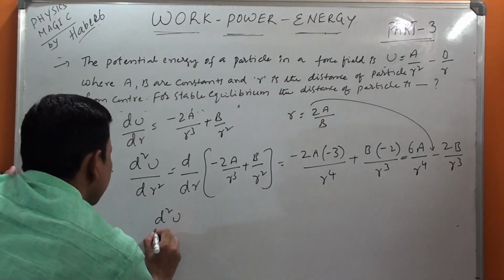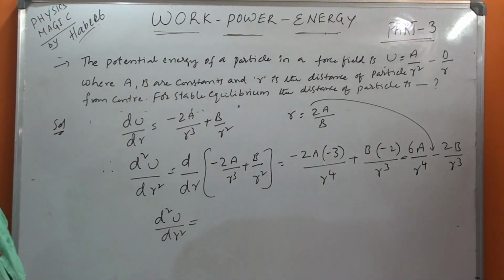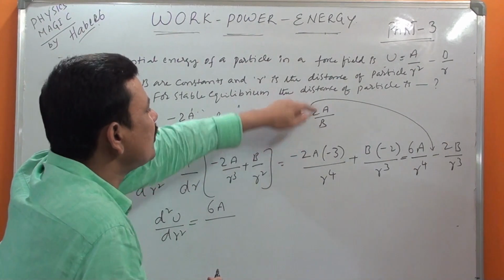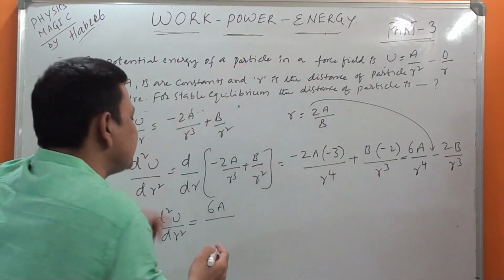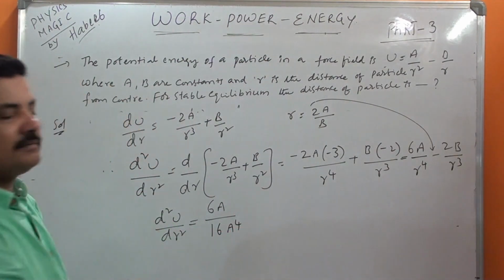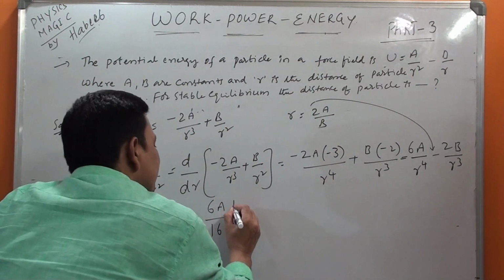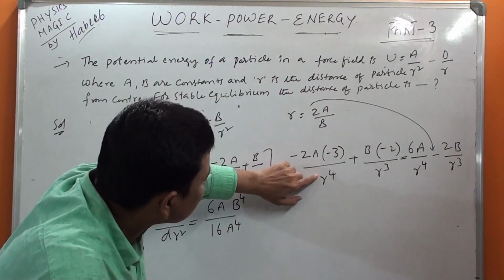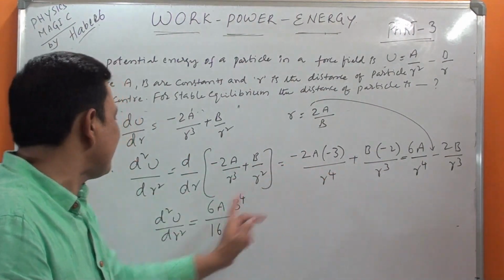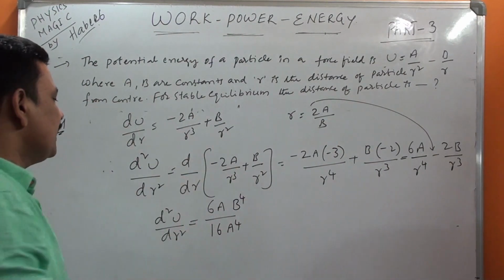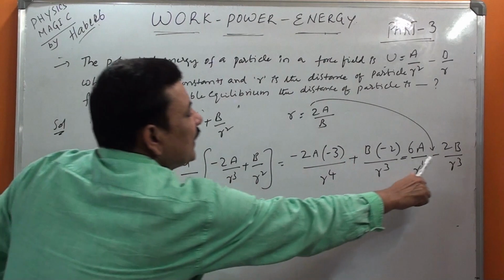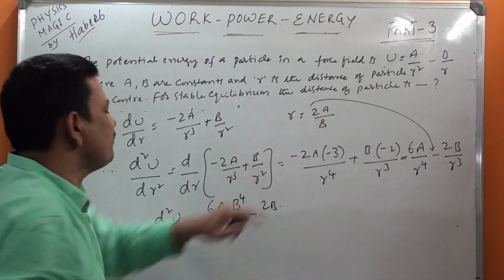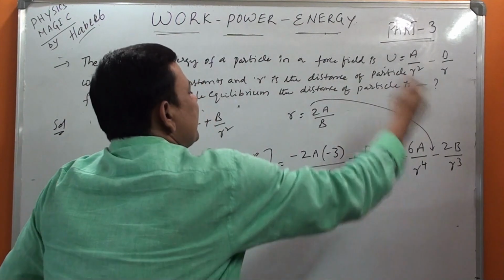Therefore, d square u by dr square is equal to 6a by r power 4. R means this one to the power 4. Then 2 power 4 means 2 twos are 4, 4 twos are 8, 8 twos are 16. 16a power 4 divided by b power 4, b power 4 goes up. This is the direct step I am writing, you can easily understand. We substitute 2a by b whole power 4. 2a whole power 4 means 16a power 4 by b power 4. Then what is left here? Minus 2b by r cube. Once again the same, 2 cube means 8, 8a cube, then b goes up.